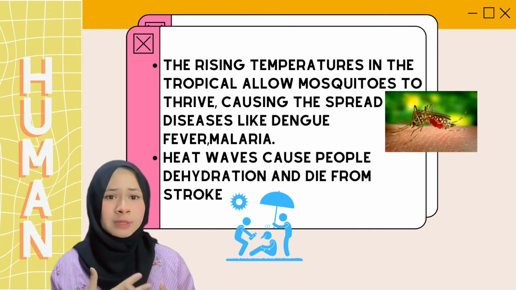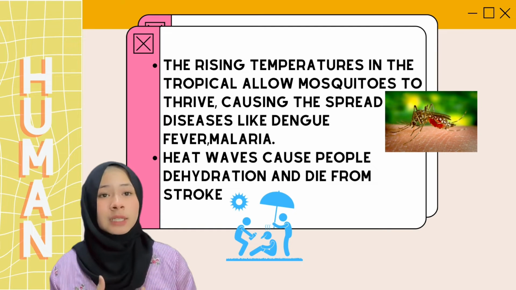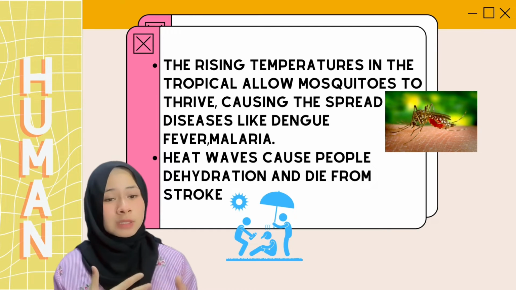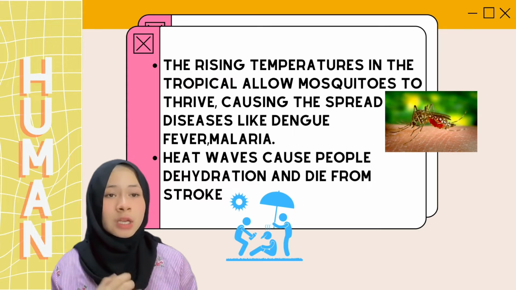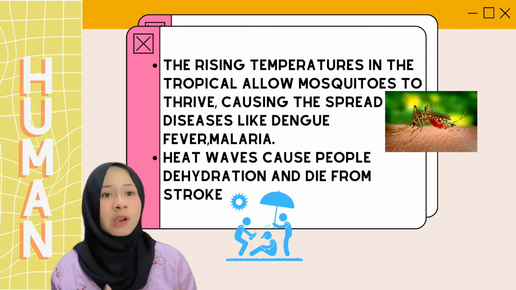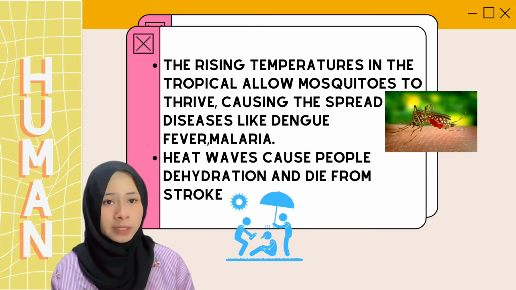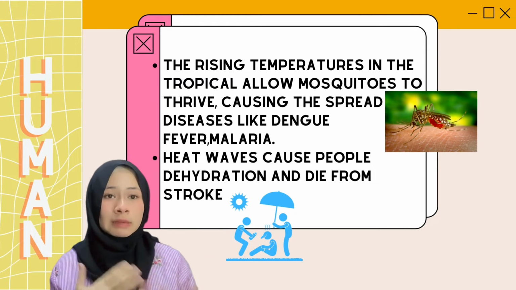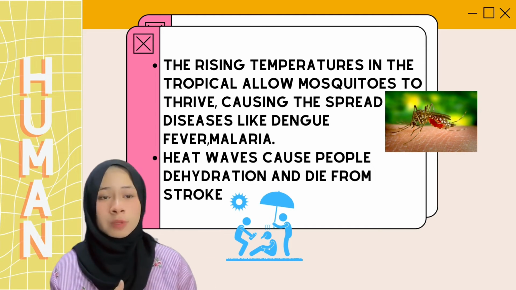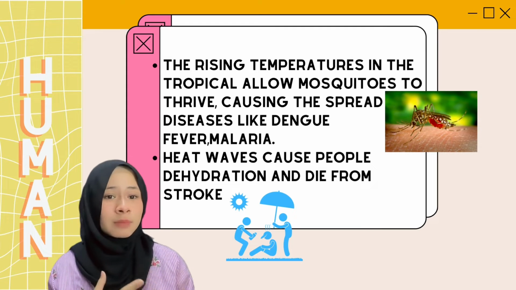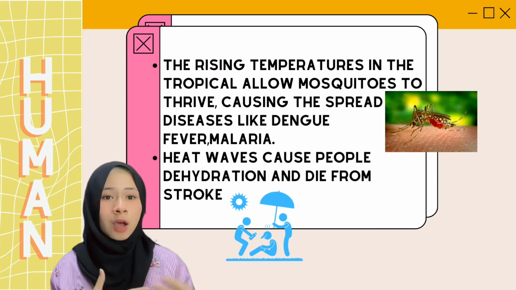So how has this climate change affected human health? It is because the rising temperature in the tropics will allow mosquitoes to thrive, causing the spread of diseases like dengue fever and also malaria. Second, heat waves cause problems like dehydration, and maybe a person can die from stroke. So this is how climate change affected human health.